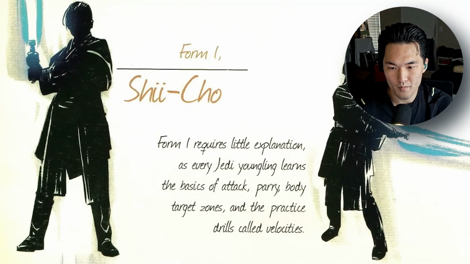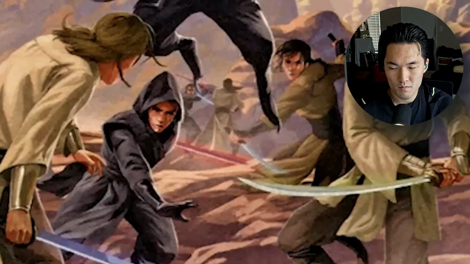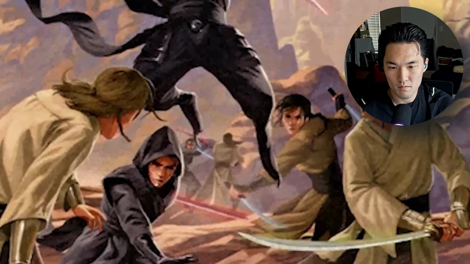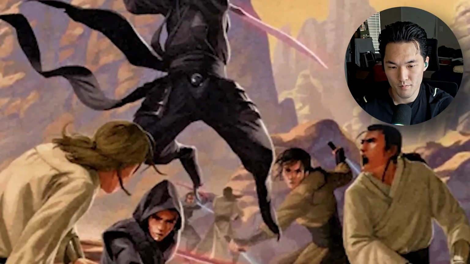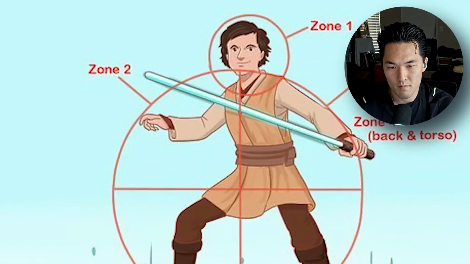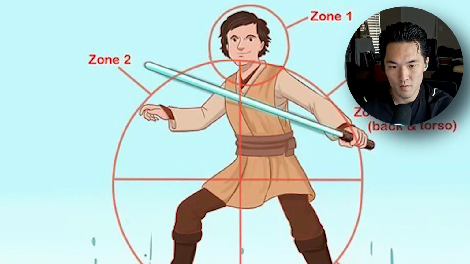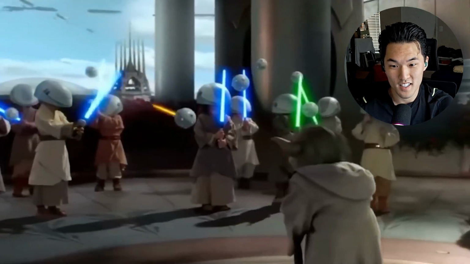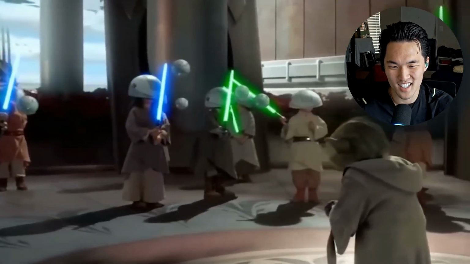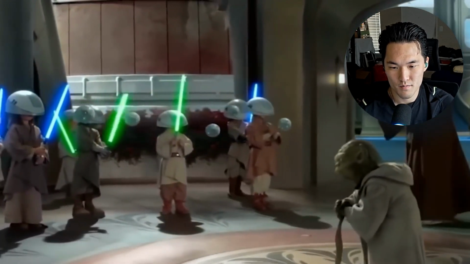We begin with Form 1, Shii-Cho, also known as the Determination form. Form 1 was developed within the transitional period of the Jedi Order from metal swords to the modern lightsaber. The form catered to the time period, establishing basic movements and target zones for the new weapons. As the most basic form of lightsaber combat, this made it the perfect one to be taught to all Jedi younglings from an early age.